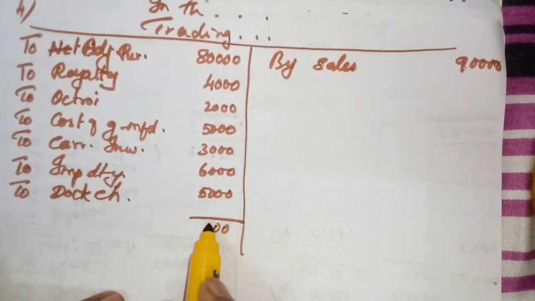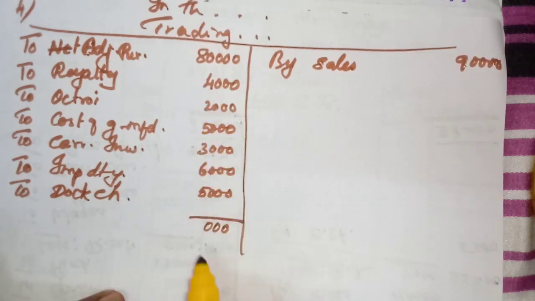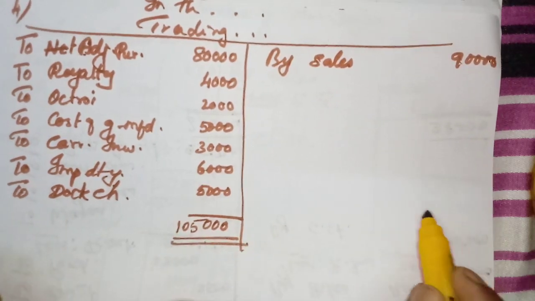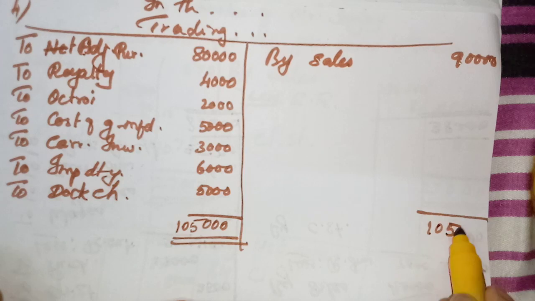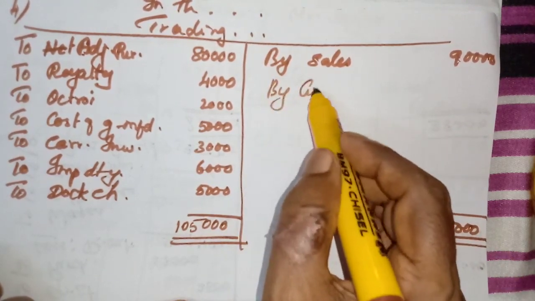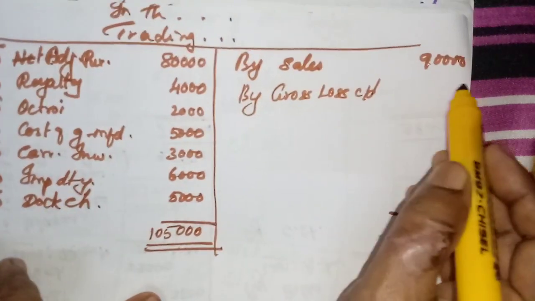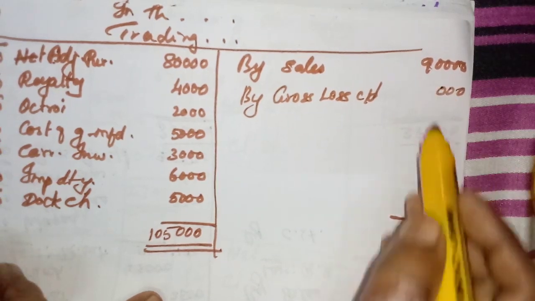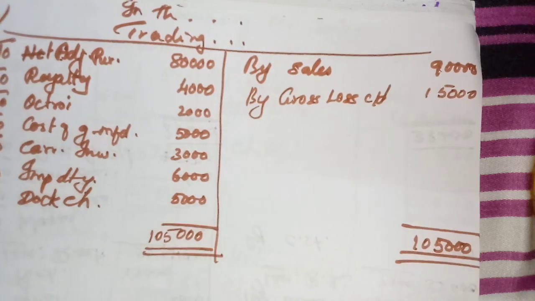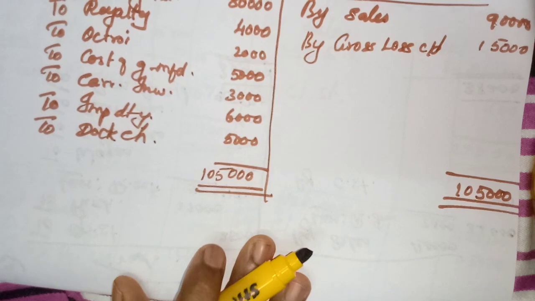Okay, 0, 0, 0, 11, 14, 19, 21, 25, balance 2, 10, 1,05,000. Write the same amount, 1,05,000. So you write the balance amount by gross loss carry down. Okay, 0, 0, 0, 5, 9 plus 1, 10. Okay, so 15,000 is the loss. You have understood now?